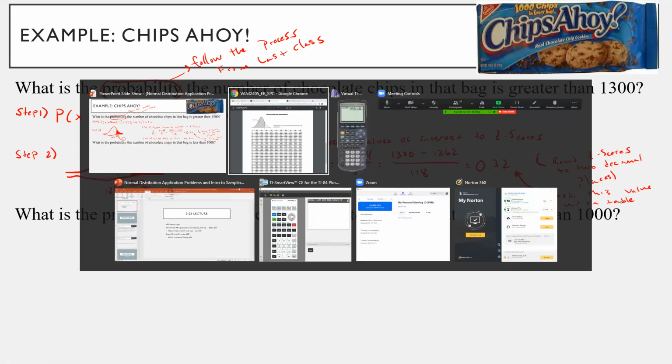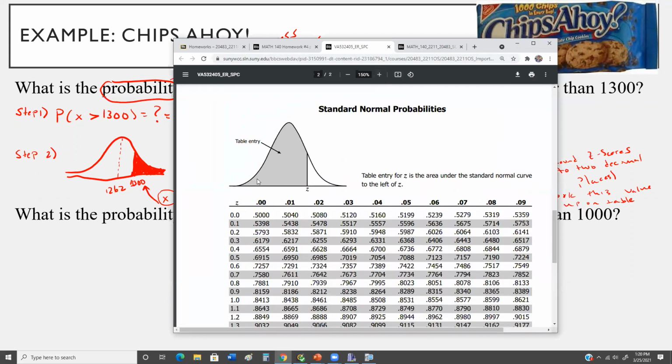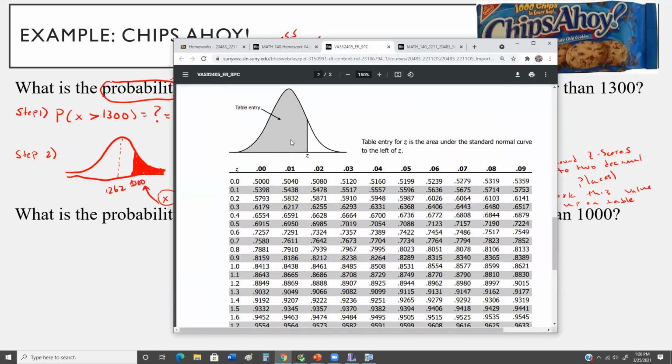So I'm going to go look up the z-score of 0.32. It's a positive number, so you use page 2 here. You look up the first 2 digits of the z-score, 0.3, and then you go to the top, whatever the last place of the decimal is. It was 0.32, so you find the 2 and look where they intersect. And you get 0.6255. 0.6255, right there. Does everybody see that?